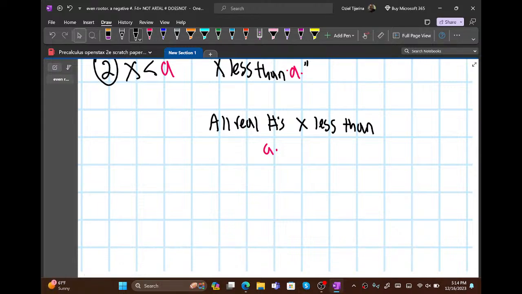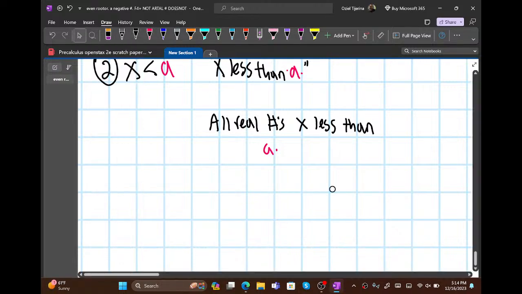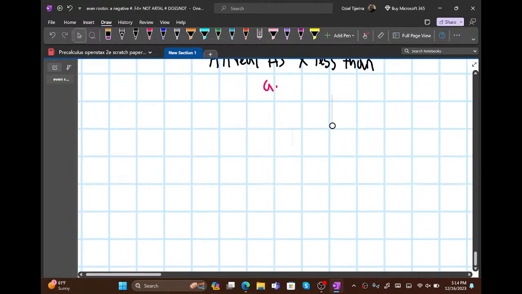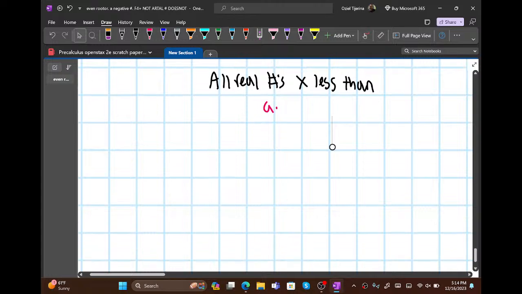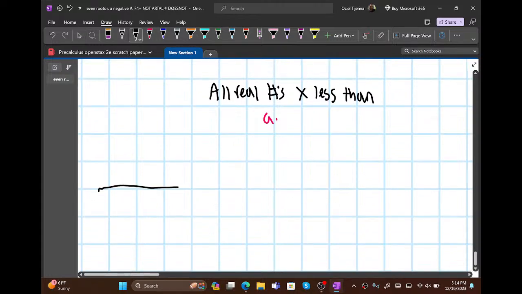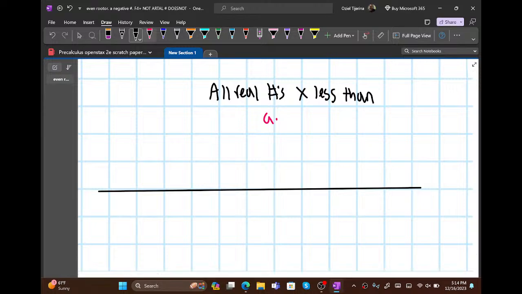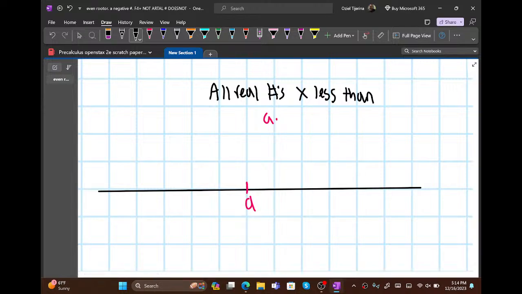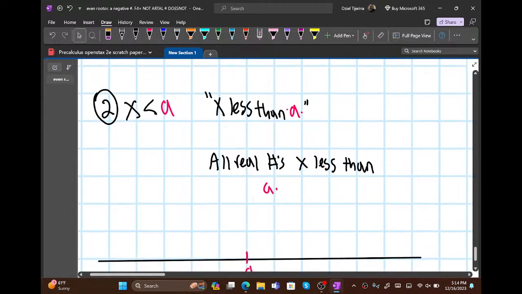Now, for x less than A, it is kind of the opposite. So again, I'm gonna do a number line here, just a random number line. And I'm gonna put A in some random place, right here. And I want to do all real numbers x that are less than A. So if I know it's less than A, I'm gonna go to the left.